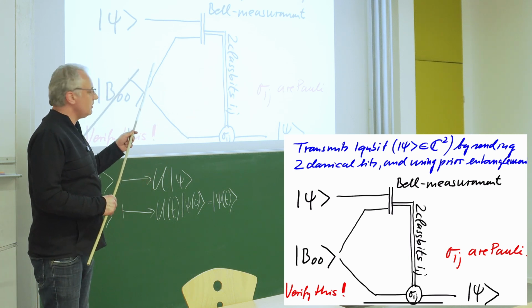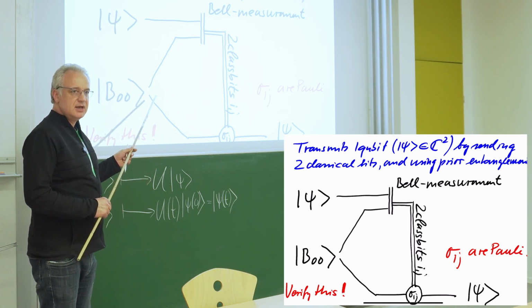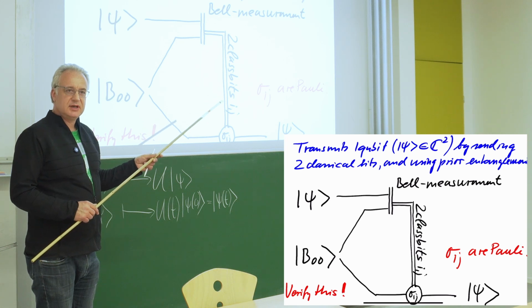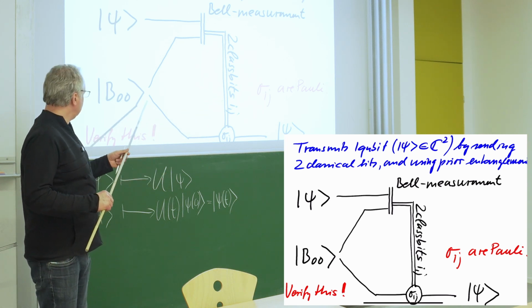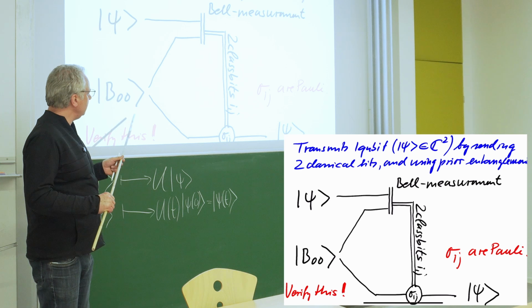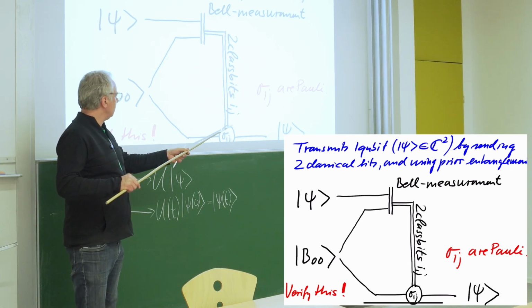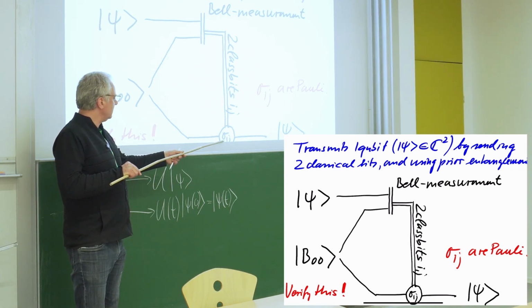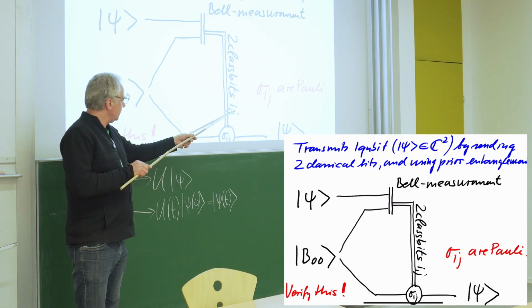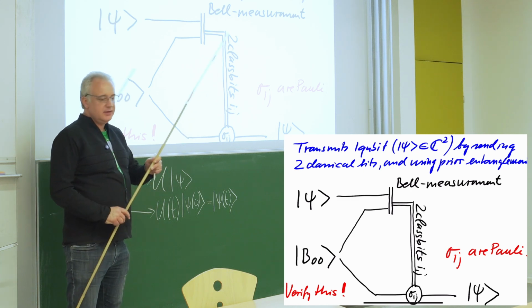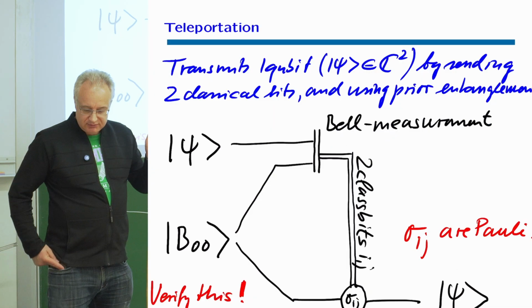So this is a problem on 8-dimensional Hilbert space. So that can also be a homework assignment for you. Figure out, prove this protocol, show that it really works, and figure out what the correction operations are here, down here, depending on the classical bits that the receiver gets.